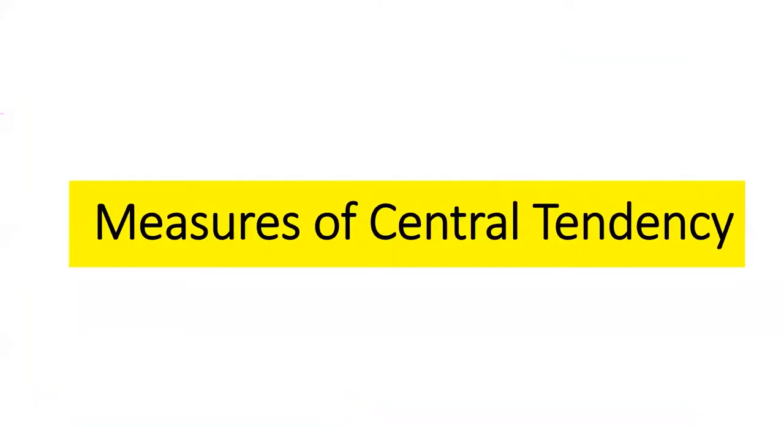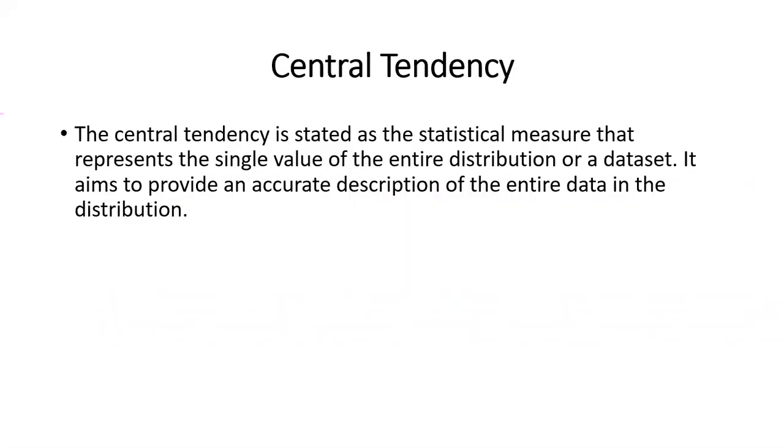Now we are starting with the important topic, that is measures of central tendency. Central tendency is the statistical measure that represents the single value of the entire distribution. An entire distribution is there and a single value is representing it. It aims to provide an accurate description of the entire data in the distribution. Whatever data exists in the distribution, only one single value will try to give us the accurate description. This is called central tendency.